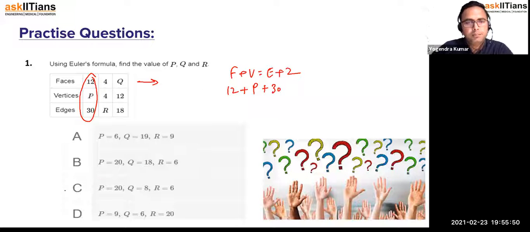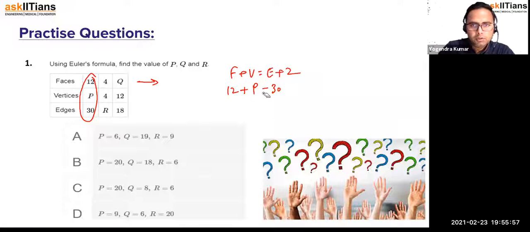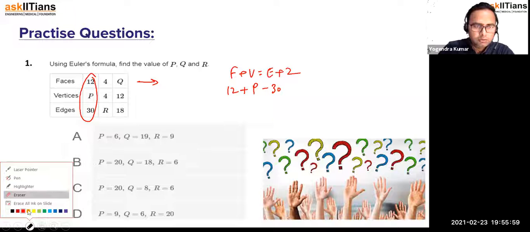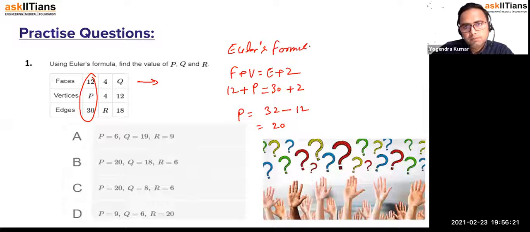My bad. Let me correct it, guys, here. I hope you got the idea. You can do it yourself also, but no problem, I'll do it for you. Plus 2. So what is the P value? We can say here 32 minus 12, which is 20. Right, the P value is coming 20. But there are two options with 20, right? So we need to find some other value also. Euler's formula, right?